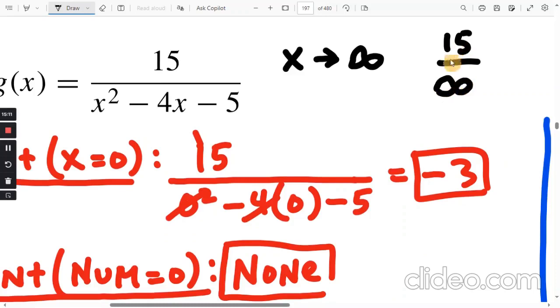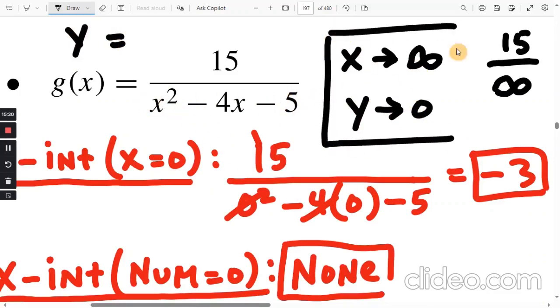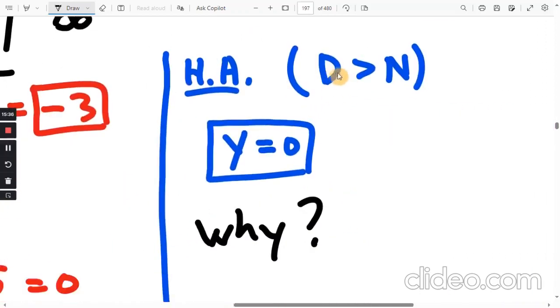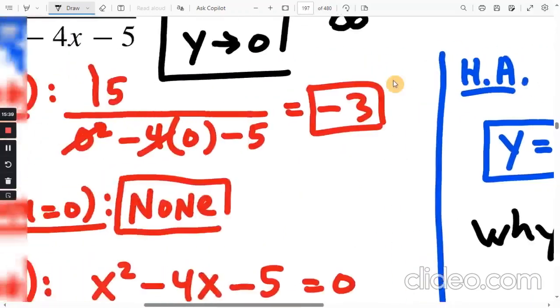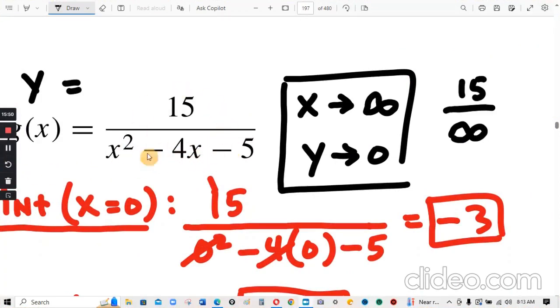All right, so as the denominator approaches infinity, the whole thing approaches 0. So g of x is basically y equals. And what happens as x approaches infinity? Well, y approaches 0, because the denominator just keeps getting bigger and bigger. So that is why, when the degree of the denominator is greater than the degree of the numerator, it'll increase much faster. And when this increases faster, it makes the whole function go to 0.